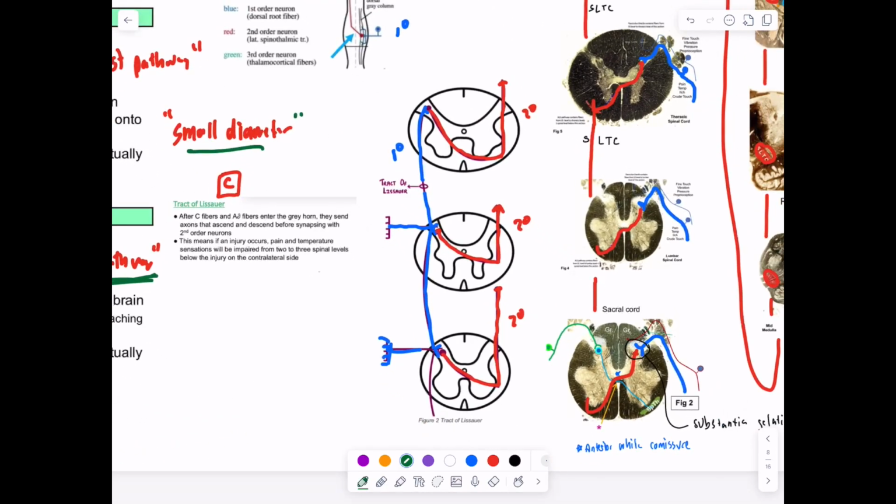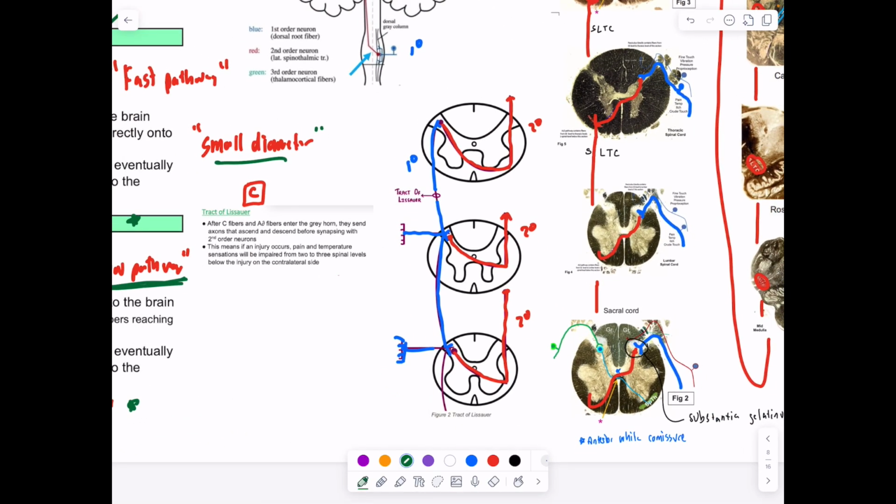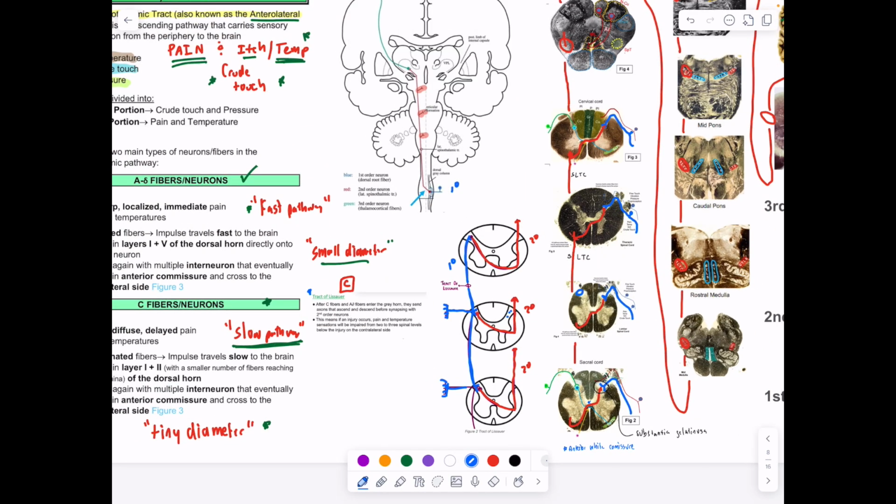Basically what's going to happen is your first order axons are going to come in, and then you have something called the tract of Lissauer, which is located right here. Our first order axons will come in, they'll synapse here with the second order axon, or they can ascend up one level or down one level, and then they'll synapse with the second order axon. All right, but this is occurring in the dorsal horn, which we're familiar with, right? Okay, so first order axon comes in, it synapses at the dorsal horn, or it ascends in the tract of Lissauer.